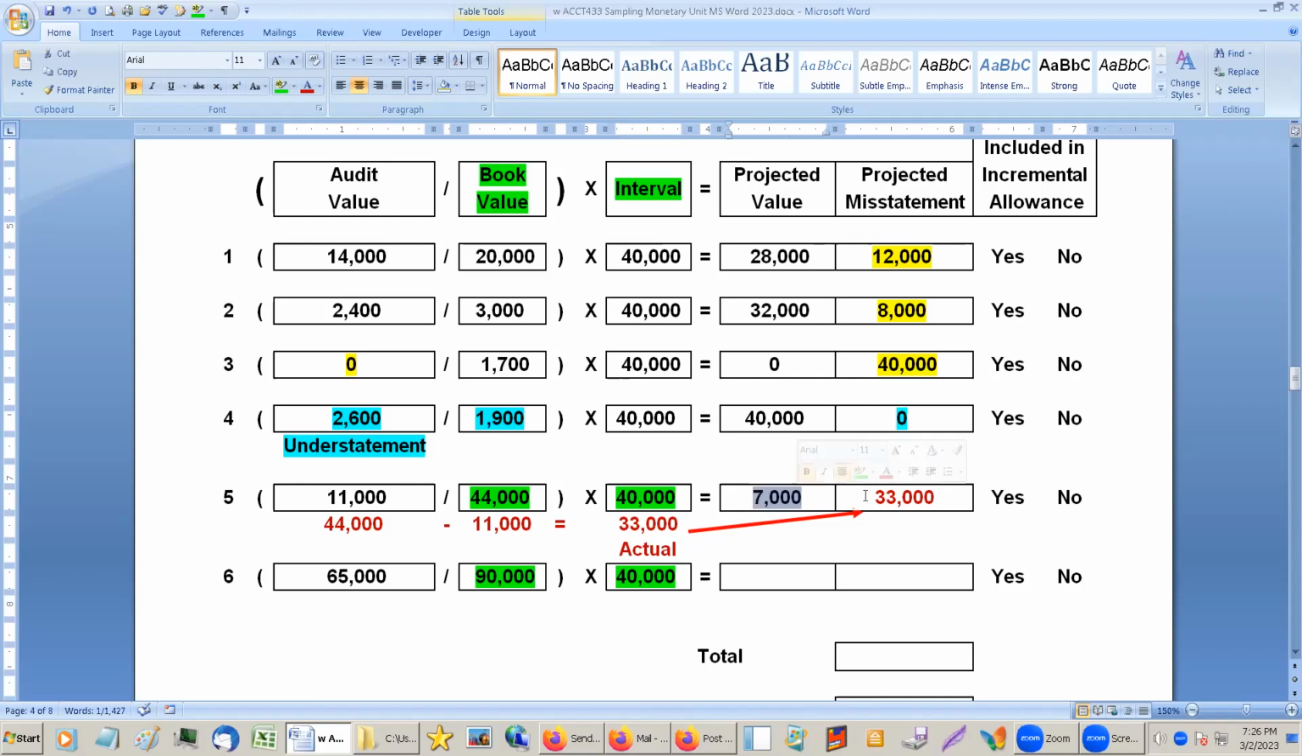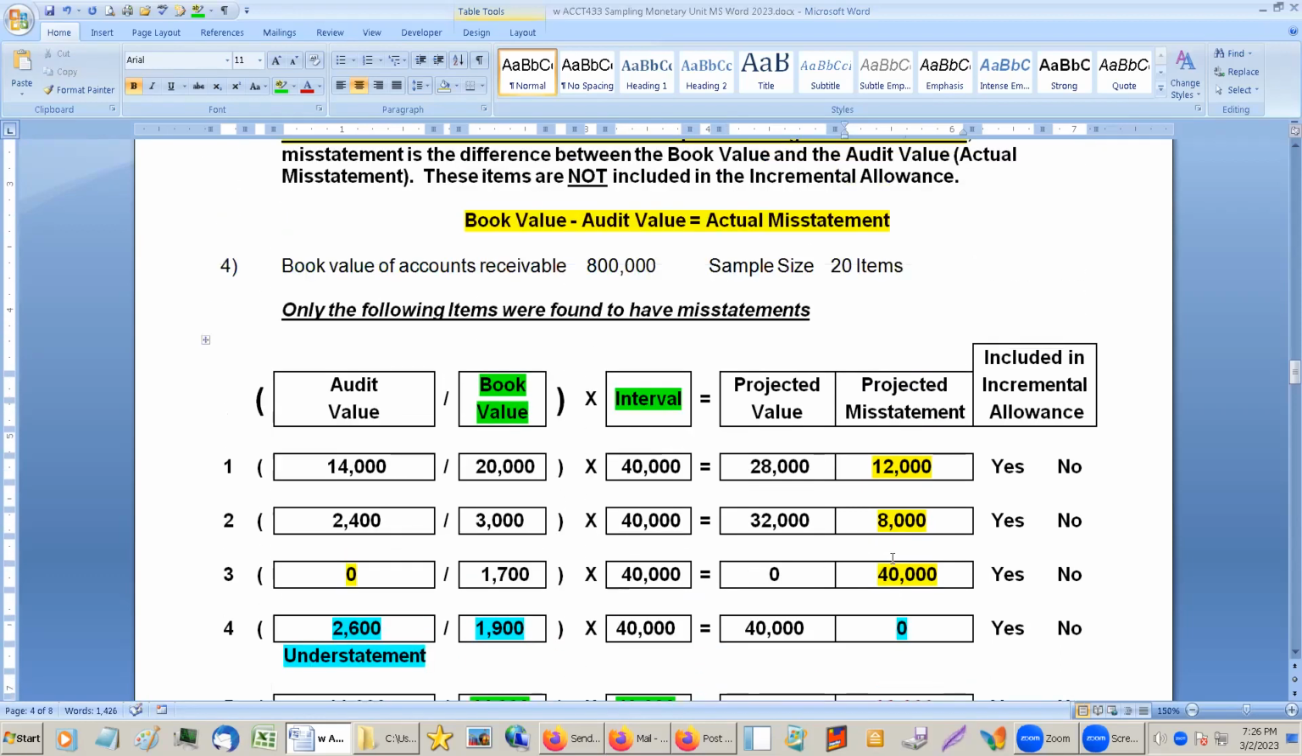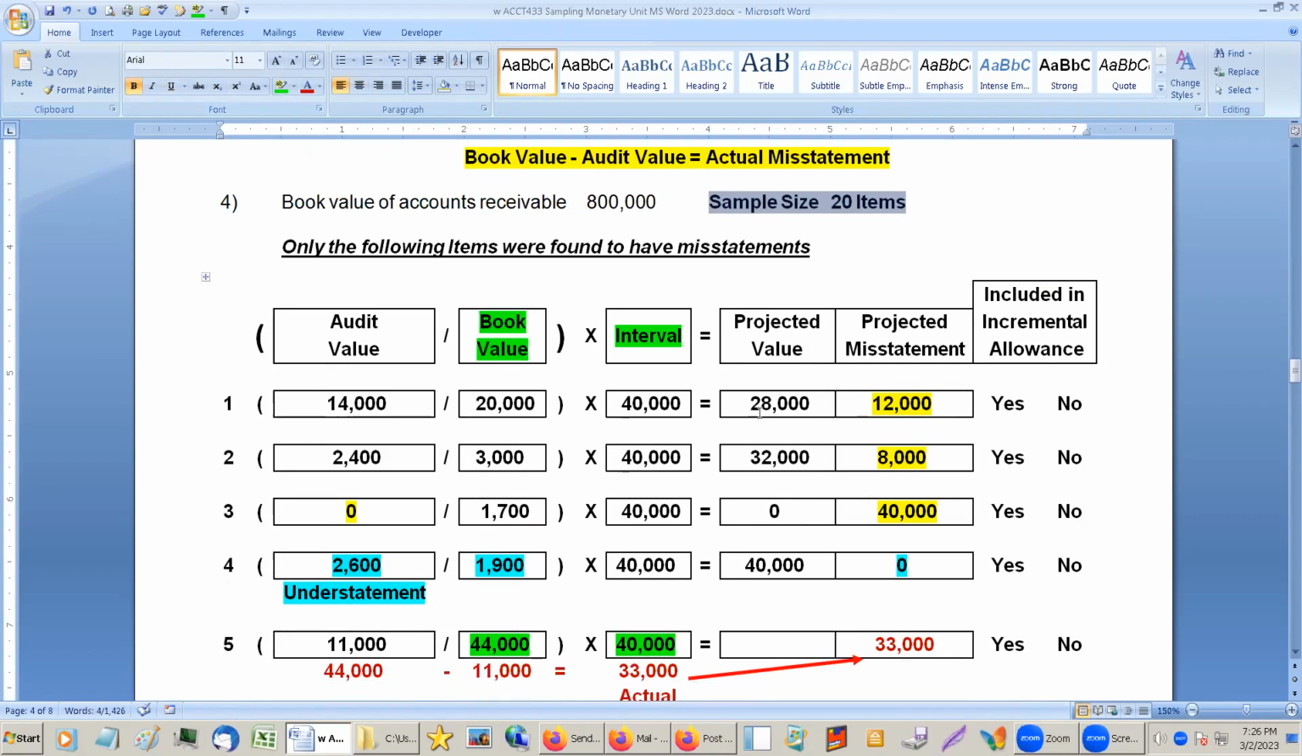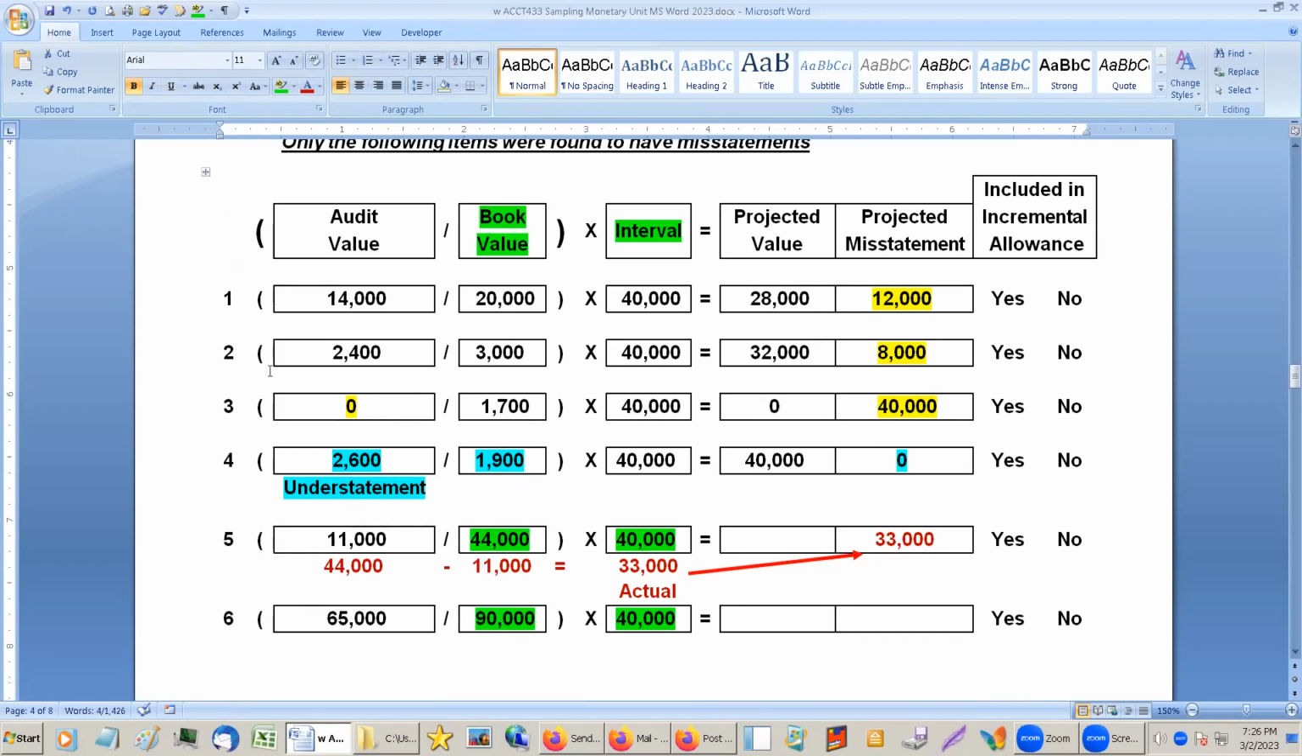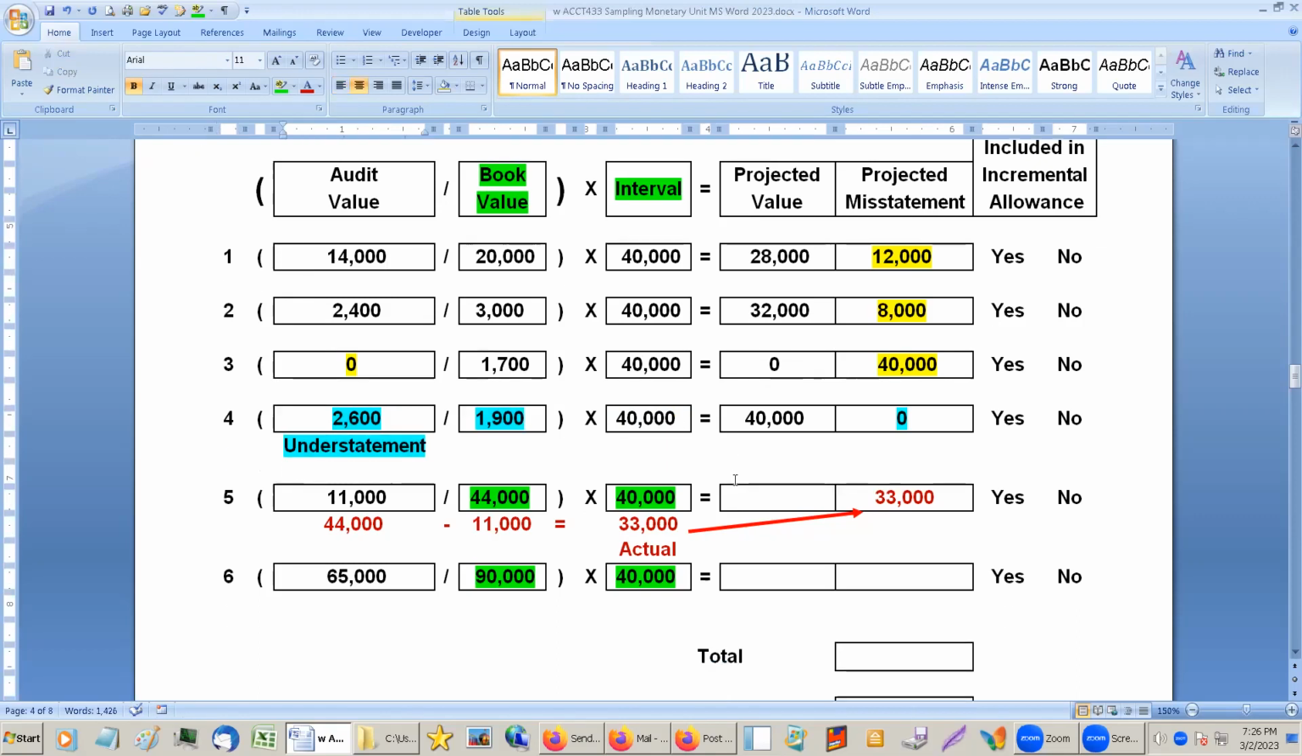You'll find that when we do these, we actually just look at the projected misstatement. Because like in this case, we had 20 items. So 16 of those were fine, 6 of them had problems. Actually, 5 of them had problems. This one really didn't have a problem. So you look at the projected misstatement. Okay, so we're going to do the same thing down here. And this one would cover at least 2 intervals, maybe 3.